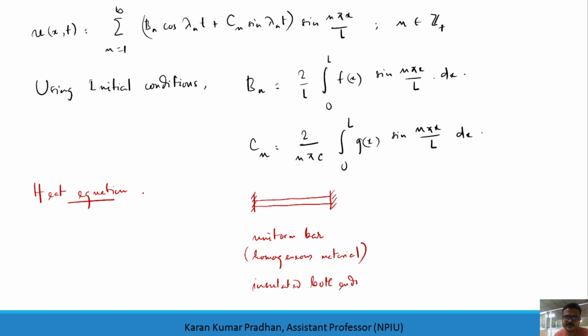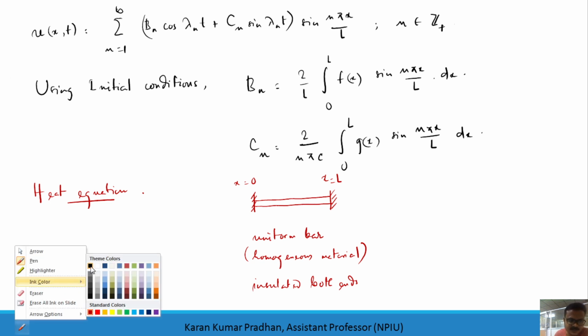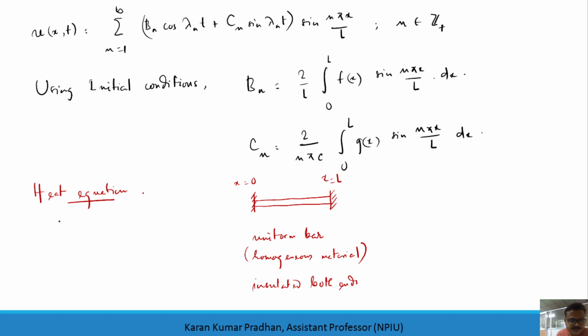That means initially we provide some heat source here. That can be sinusoidal or triangular. There are a lot of kinds of heat sources you can provide to the given finite bar. Here x equals 0 and this is x equals L. I'll consider the length of the uniform bar as L. Now the heat equation is governed by dou u by dou t equals c squared dou square u by dou x squared.